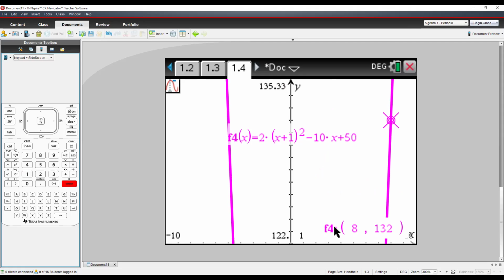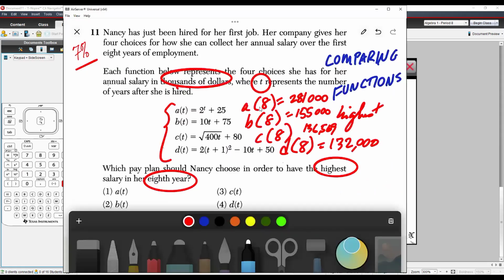All right, so in their 8th year, she would make 281,000 choosing A. She would make 155,000 choosing B. She would make 136,569 choosing C, and she would only make 132,000. I'm saying only, like that's not a lot of money, but comparatively, because we're comparing functions, the answer is A.